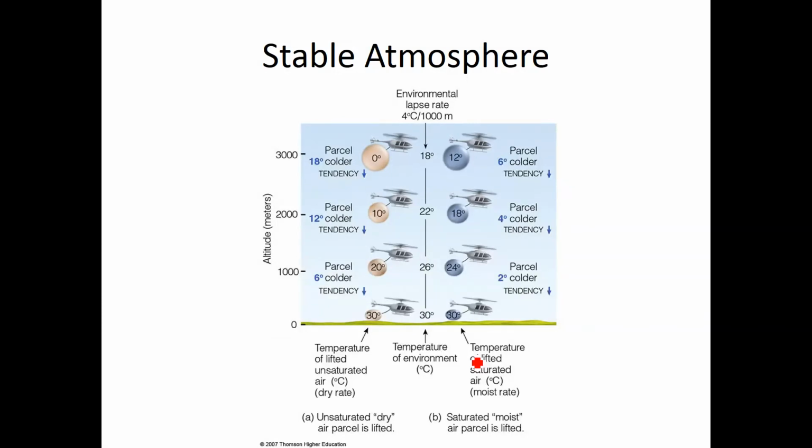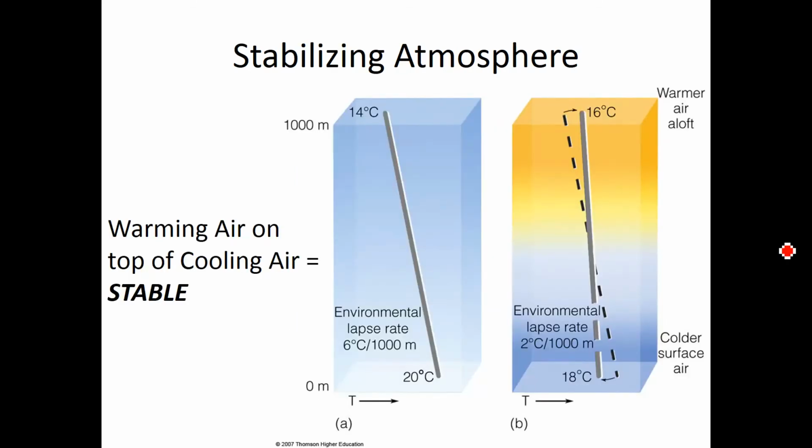So here's an example of a stable atmosphere. Here in the middle, this represents the temperature of the environment. And as you can see, it's only cooling at a rate of 4 degrees Celsius per every 1,000 meters. In this case, both dry parcels and moist parcels are going to be colder than it. So they're going to have to sink. In the case of a stable atmosphere, you have warm air on top of cold air. Warm air on top of cold air is stable.